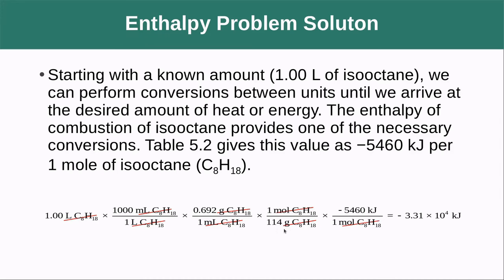So we would have had to calculate the molar mass of the isooctane to get the moles. And then finally we look up this value that we could see in table 5.2 that says that for every mole of isooctane burned, we're going to get negative 5,460 kilojoules. We'll multiply by that, canceling our moles, and we see that that 1 liter produced negative, well, what would that be? 33,100 kilojoules. Quite a bit of energy.